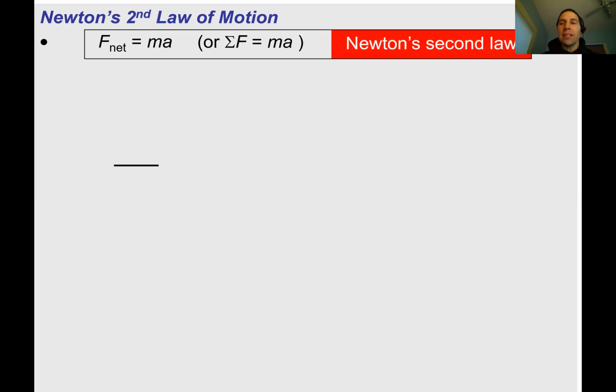All right, Newton's second law. Newton's second law basically is an equation. It's a very important equation, sometimes misunderstood. It says that the net force, or the sum of all forces acting on an object, is equal to that object's mass times its acceleration.